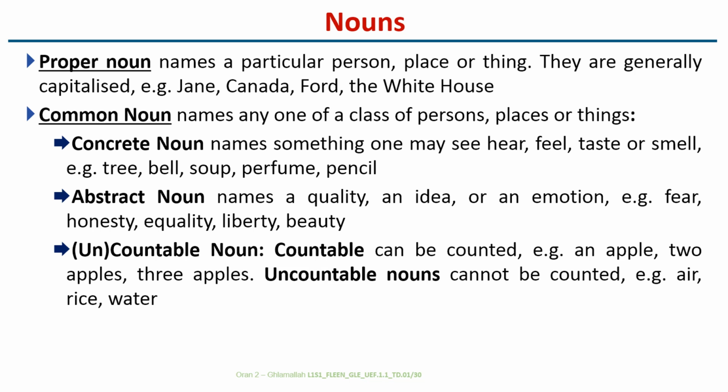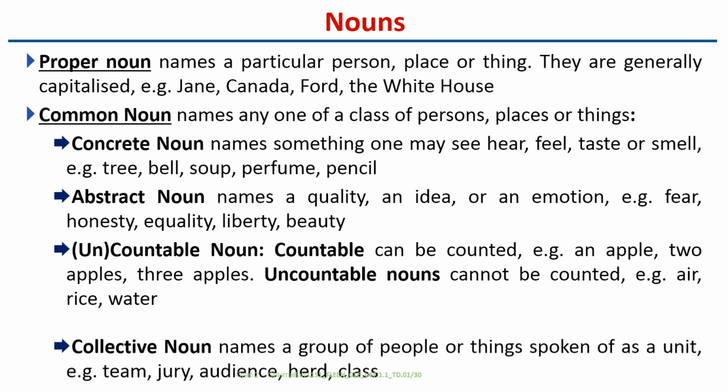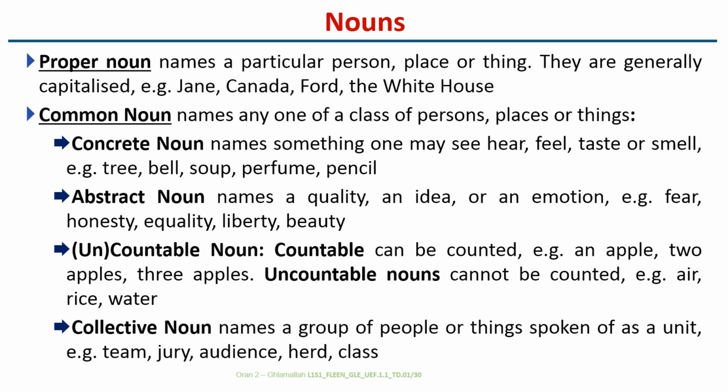Countable or uncountable nouns. Countable nouns can be counted, for example, an apple, 2 apples, 3 apples, etc. We can put them into the plural form. Uncountable nouns, however, cannot be counted. For example, air, rice, water, etc. When you learn a new noun, you should check if it is countable or uncountable, and note how it is used in a sentence. A collective noun names a group of people or things spoken of as a unit, for example, team, jury, audience, herd, class, etc.